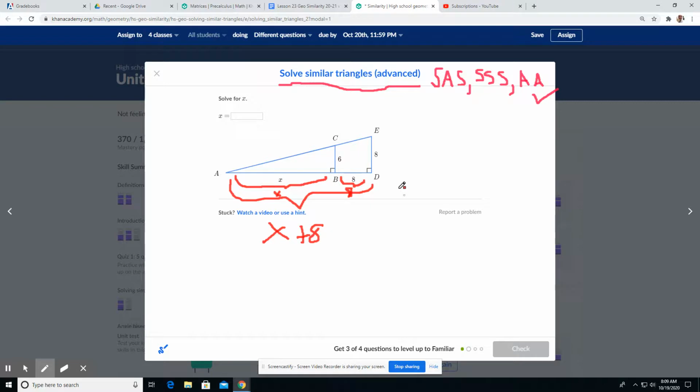This one's a little bit more tricky. So ED segment, I'm not going to set up the triangles on this one. ED segment has to match to CB segment. So ED is part of the big one. ED is part of the big one. So AD has to match what? AB.